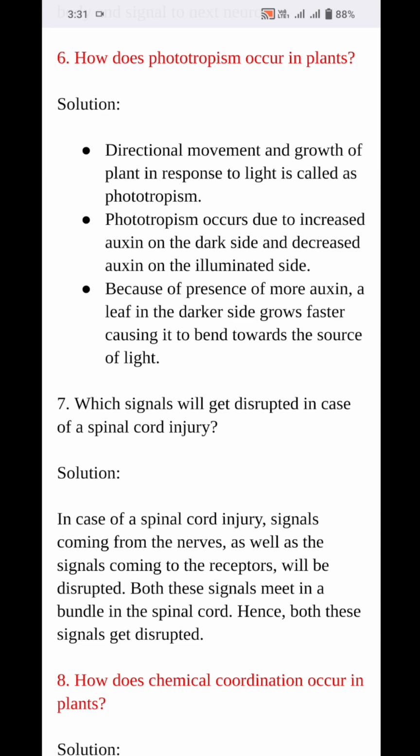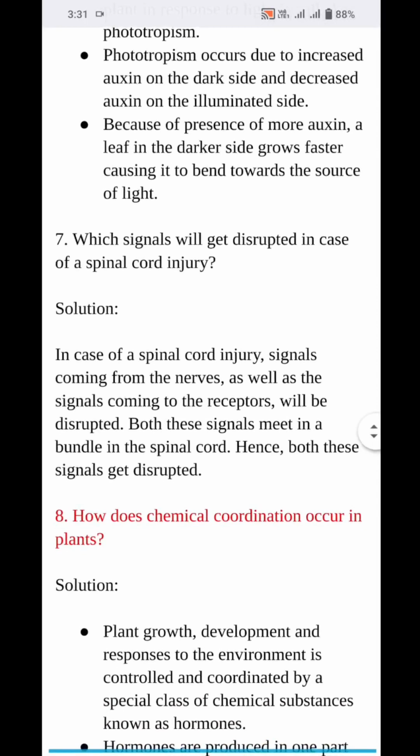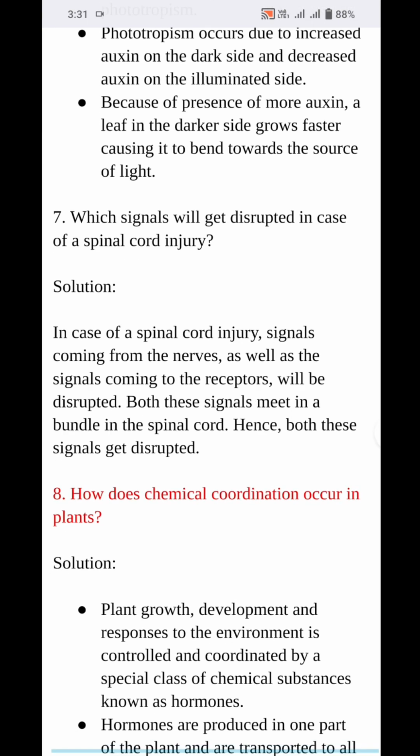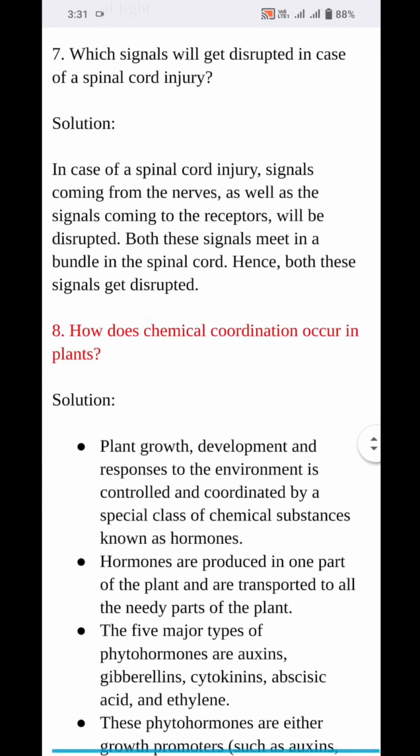Question number 6. How does phototropism occur in plants? Answer. Directional movement and growth of the plant in response to light is called phototropism. Phototropism occurs due to increased auxin on the dark side and decreased auxin on the illuminated side. Because of the presence of more auxin, cells on the darker side grow faster, causing the plant to bend towards a source of light.